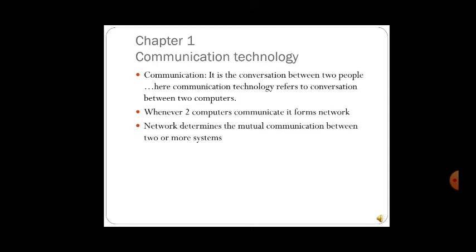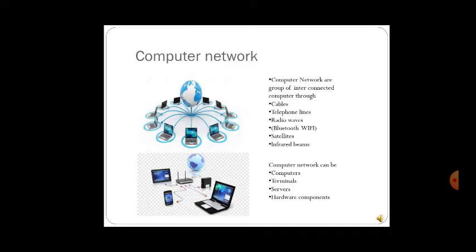Whenever two computers communicate, it forms a network. When more than two computers are connected, it is nothing but networking. So a network determines the mutual communication between two or more systems. For a network to be formed, you should have more than two systems. Now let us see what a computer network is.